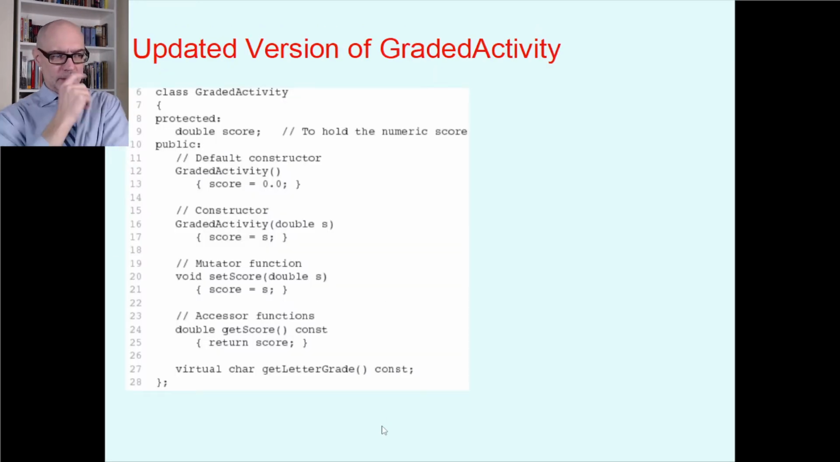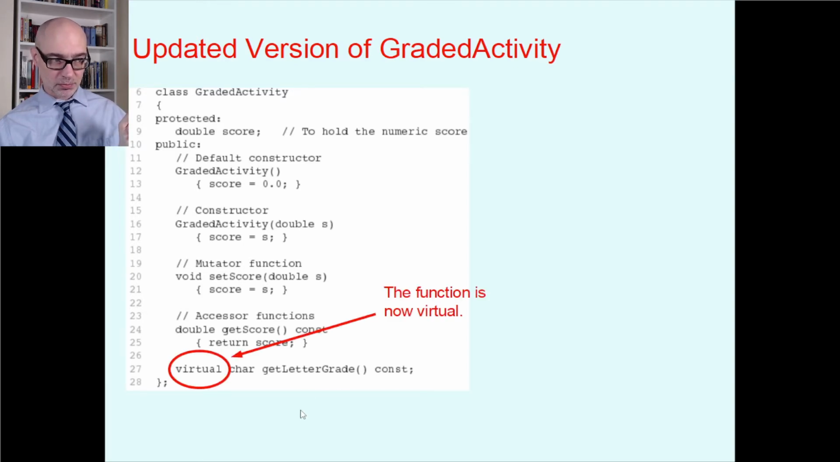Okay, so let's take a look at that. So here is that graded activity example from the last video. There's nothing different about this at all, except for one thing. It's got the same score member, same constructors, same mutator, same accessor, same getLetterGrade function. The only thing that's changed here is we tagged it with virtual. Just this one single word on line 27 is different from how we saw it last time.